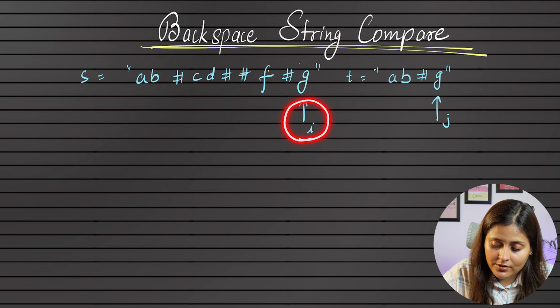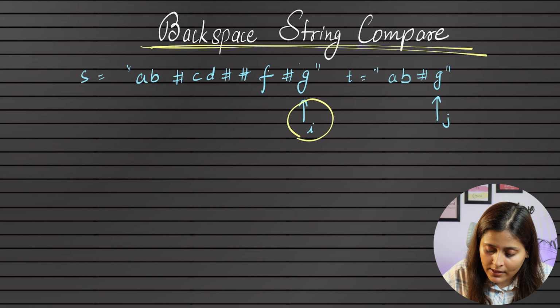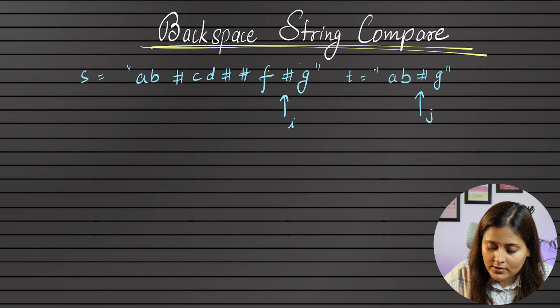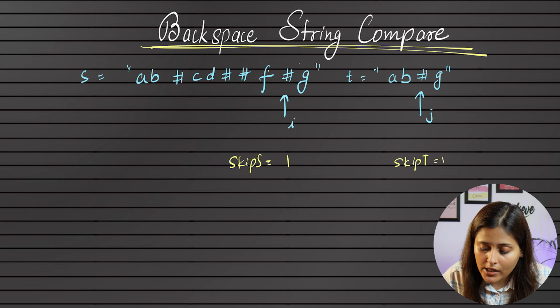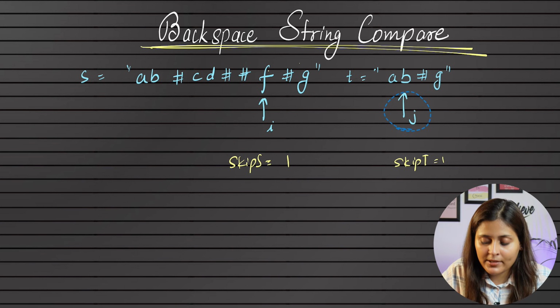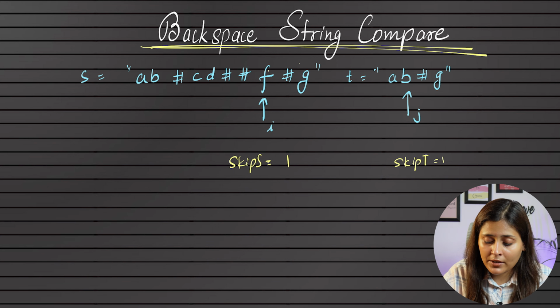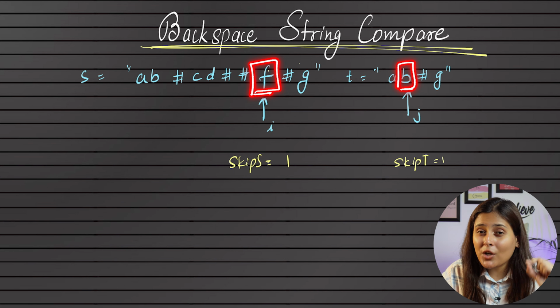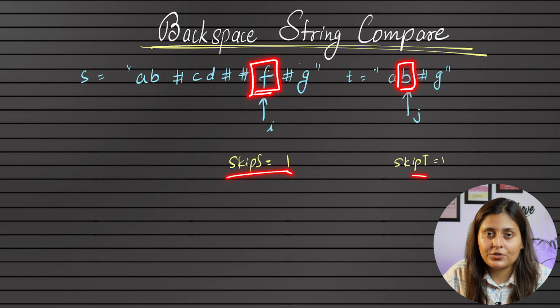Now we'll do I minus minus on both, so this will point to a hashtag, and again this will point to a hashtag. Once a hashtag is found, can I say skip S will become 1 and skip T will also become 1? Yes, I can, correct? Now as this is 1, definitely it will go to I minus minus and J minus minus as usual. But wait, do we need to compare this F and B? We can only do that when the skip is not positive.